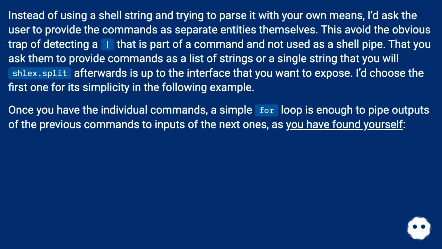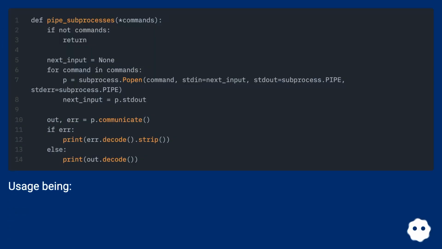Instead of using a shell string and trying to parse it with your own means, I'd ask the user to provide the commands as separate entities themselves. This avoids the obvious trap of detecting a pipe character that is part of a command and not used as a shell pipe. Whether you ask them to provide commands as a list of strings, or a single string that you will shlex.split afterwards, is up to the interface that you want to expose. I'd choose the first one for its simplicity in the following example. Once you have the individual commands, a simple for loop is enough to pipe outputs of the previous commands to inputs of the next ones, as you have found yourself.